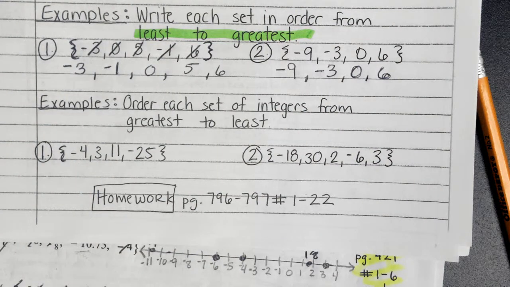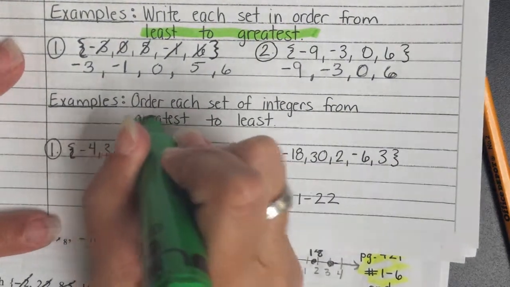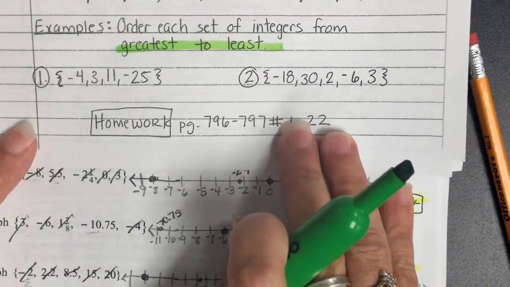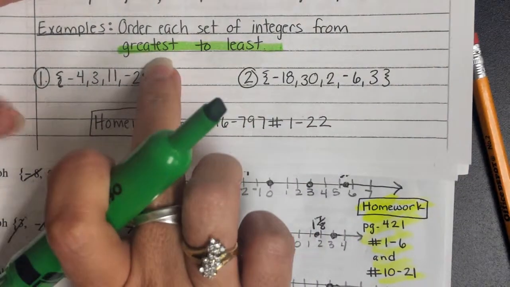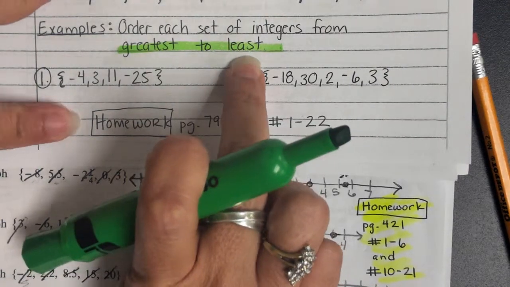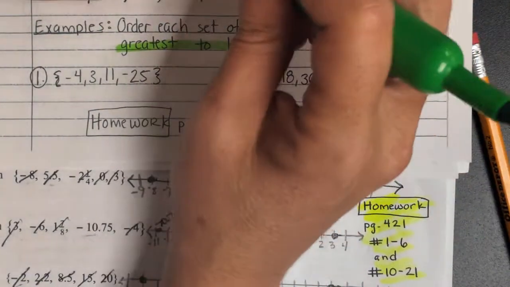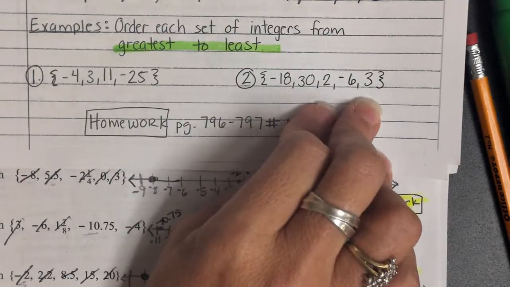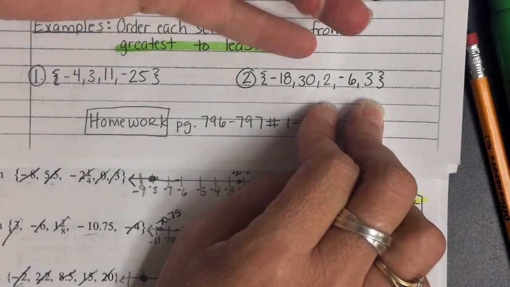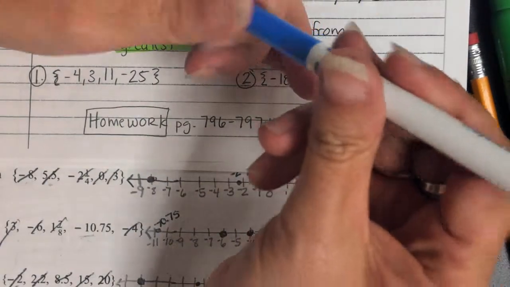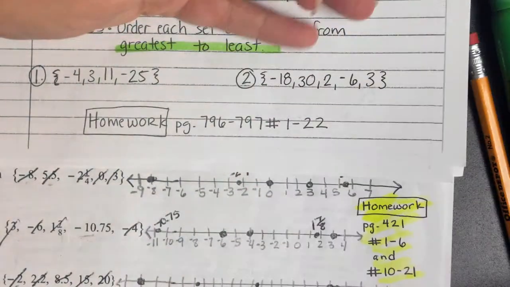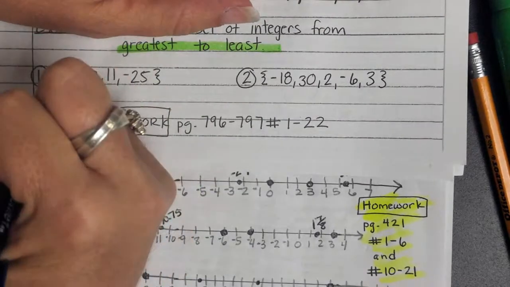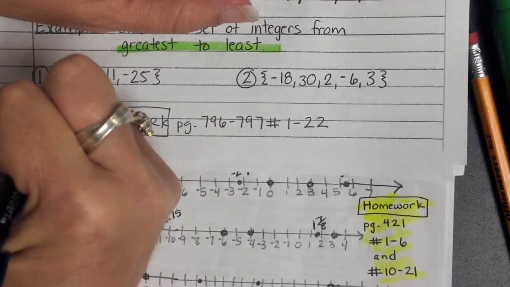Okay. Ordering each set of integers from greatest to least. They love changing the directions in the middle of a worksheet. Be careful. Now it's biggest to smallest. Hint, hint, hint. I need you to write the answer from biggest to smallest, left to right, like you're reading a book. So the biggest number is 11. That means that number has to be here.